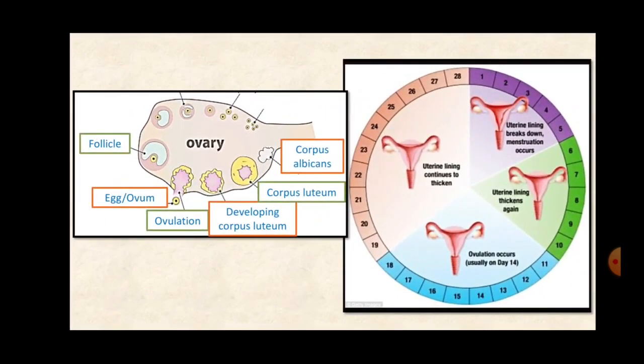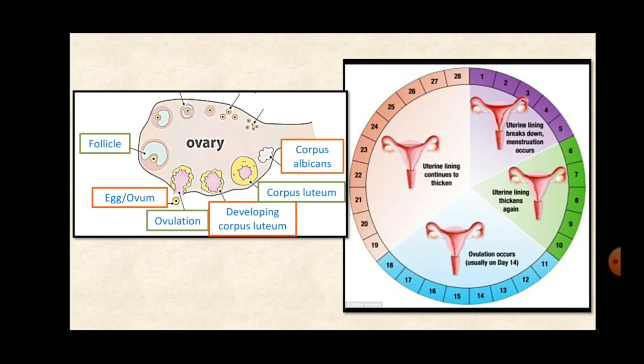Here are the two pictures. Let's look at the first one. This is a structure of the ovary, and what happens inside the ovary? Like I said to you all, there is a follicle, you can see it is sac-like. Inside, the yellow color is the oocyte, or the egg.